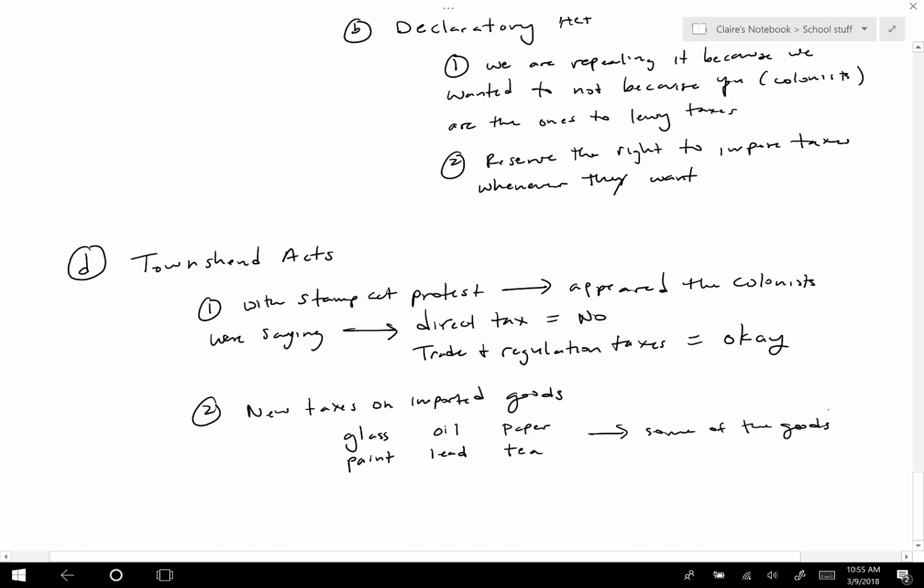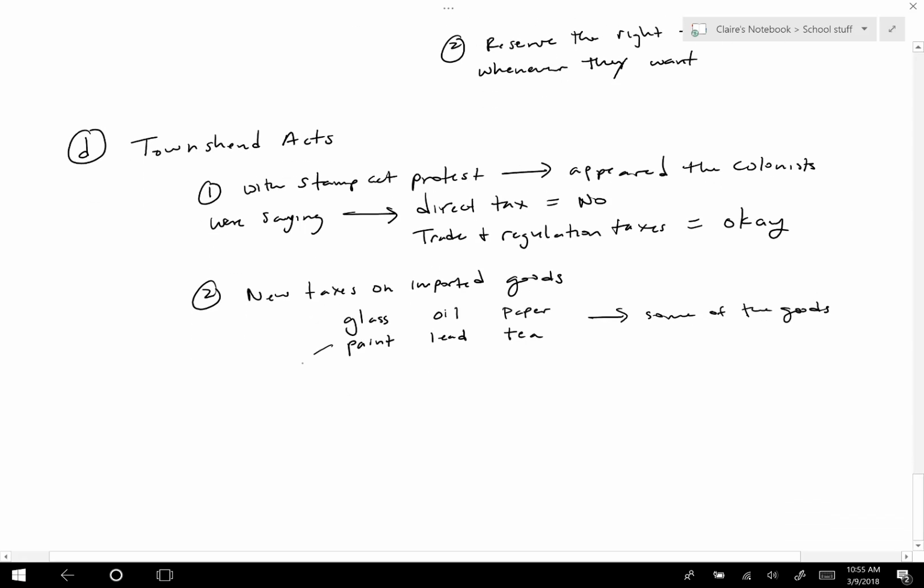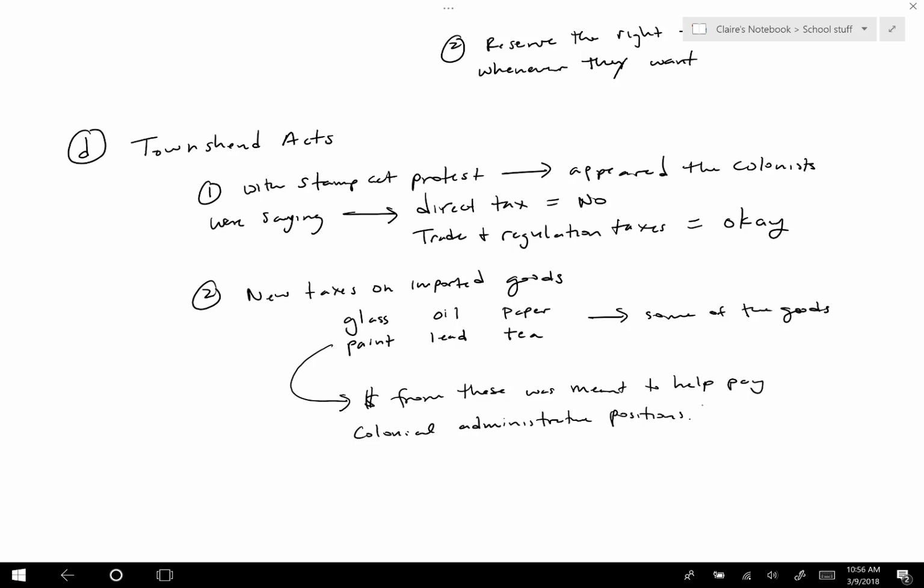Were applied, and the whole goal was to, like I said, raise, actually, here's the funny part with this. This money from these was meant to help pay the colonial administrative positions. Right, so judges, governors, other types of government positions. So it was actually meant to help the colonial positions.